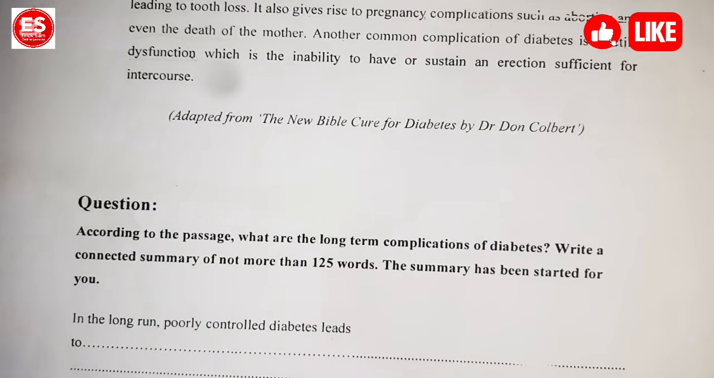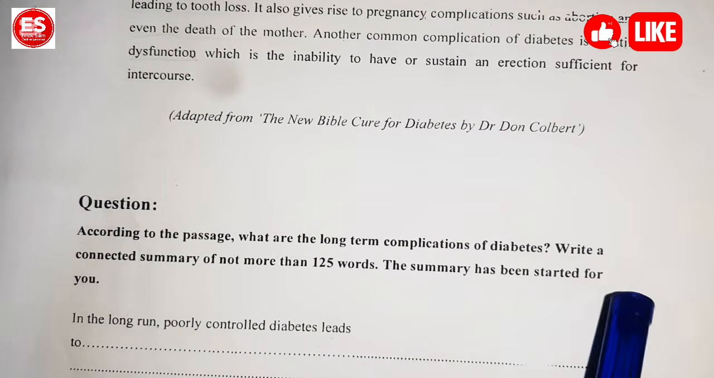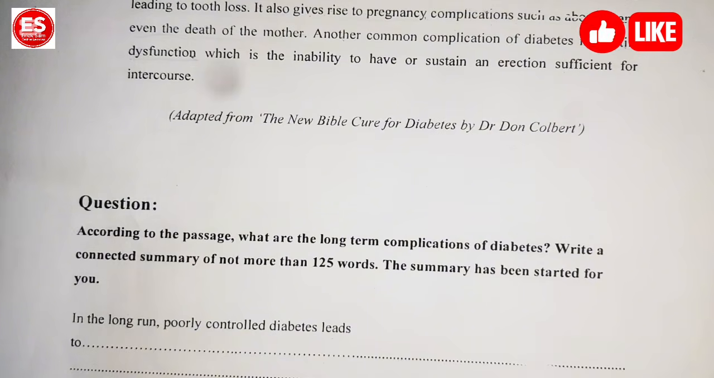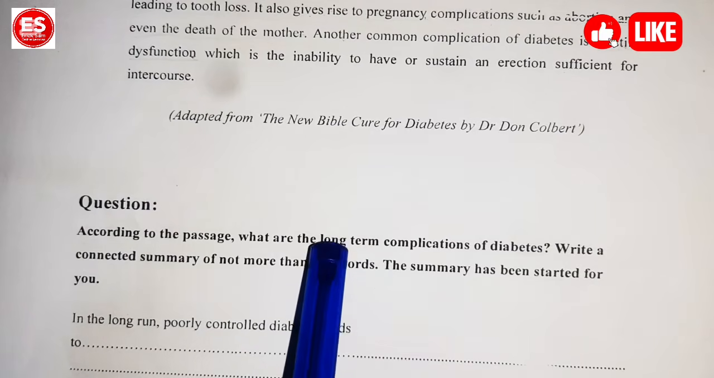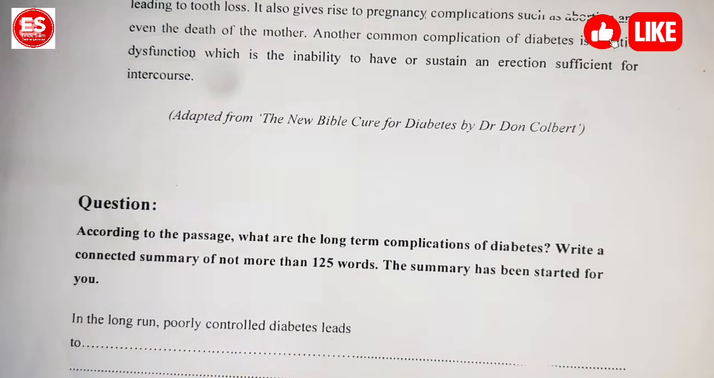So the question is saying, according to the passage, what are the long-term complications of diabetes? Write a connected summary of not more than 125 words. Very important. So word limit, very important. The summary has been started for you. Now, when we go into the passage, paragraph by paragraph, we are going to focus only on the long-term complications of diabetes. All right. Now, let's begin.